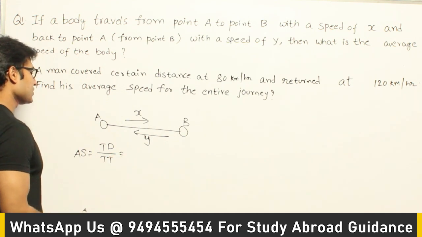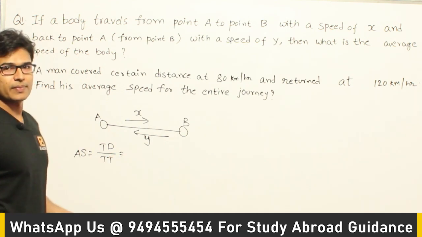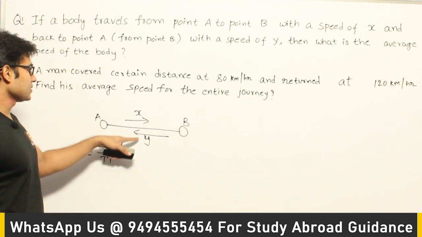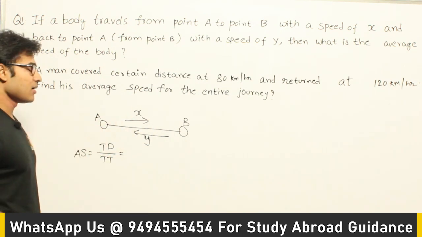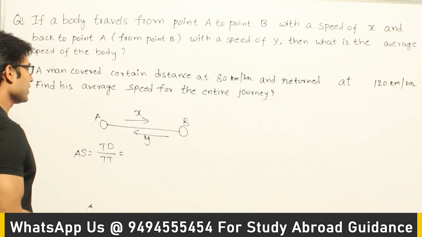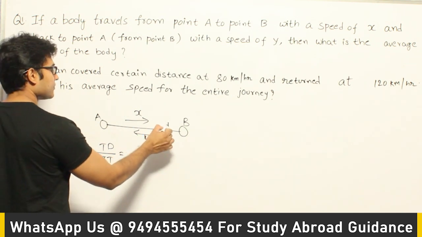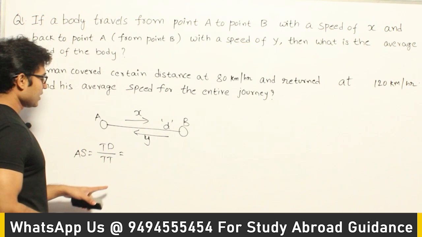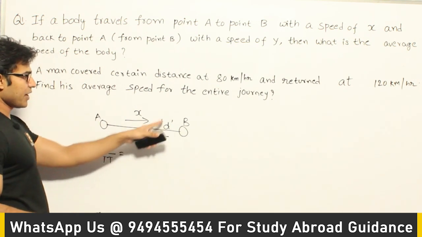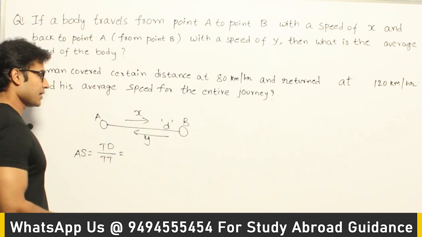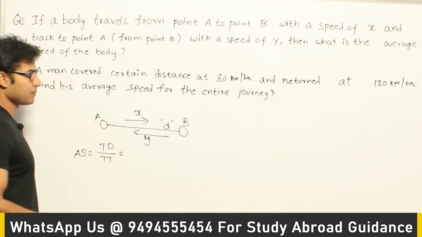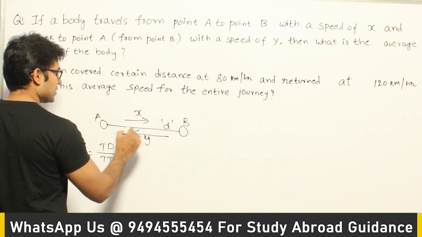Now what is the total distance covered? That is not given, right? The only thing that is given is these speeds. So let us assume that the total distance is d, and whatever factor you have assumed is going to get cancelled because of this ratio. I'll show you how.